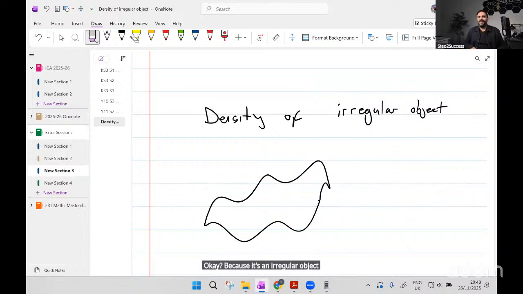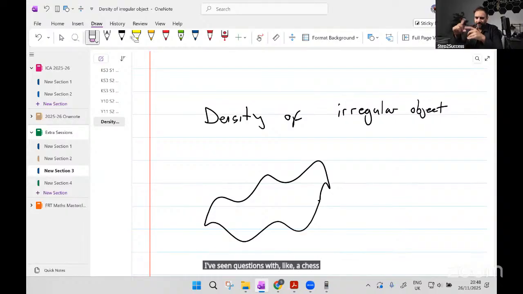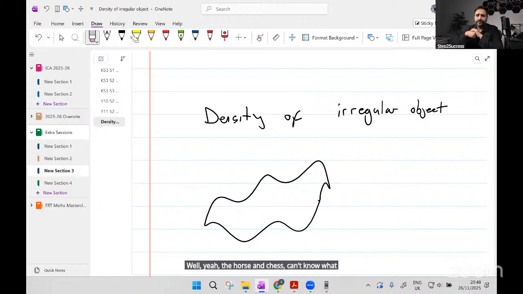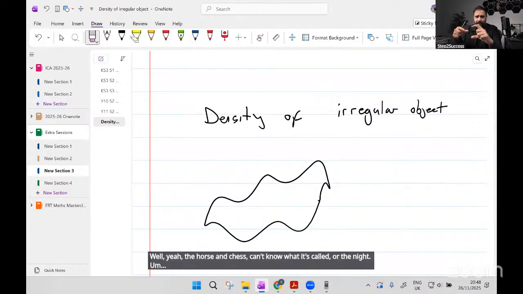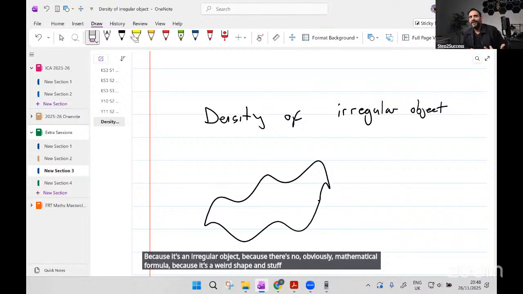If I want to find the density of this object, there is a required practical in which you can get a question asking you for 6 marks, how would you find the density of this object? And I've seen questions with rocks. I've seen questions with a chess piece, the knight. Literally a picture of one of those, and how do you find out its density? Because it's an irregular object, there's no obvious mathematical formula, because it's a weird shape. How do you find the density of irregular objects?